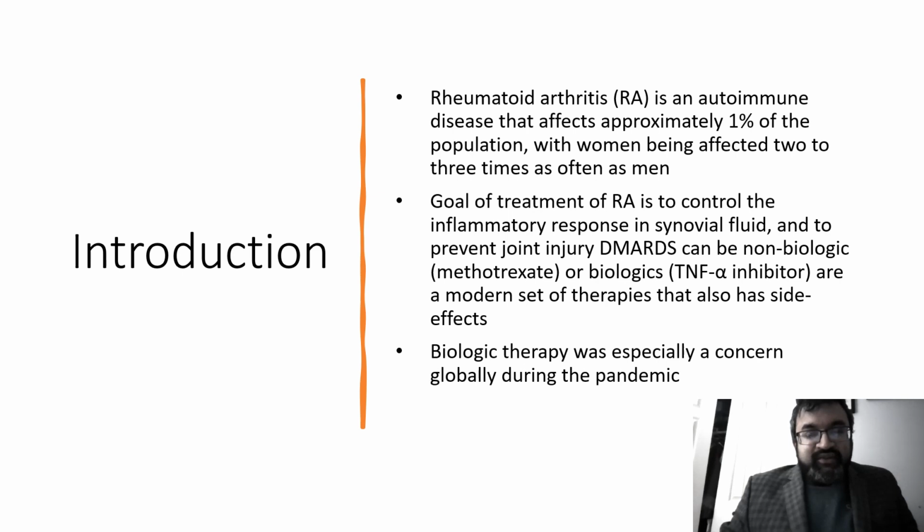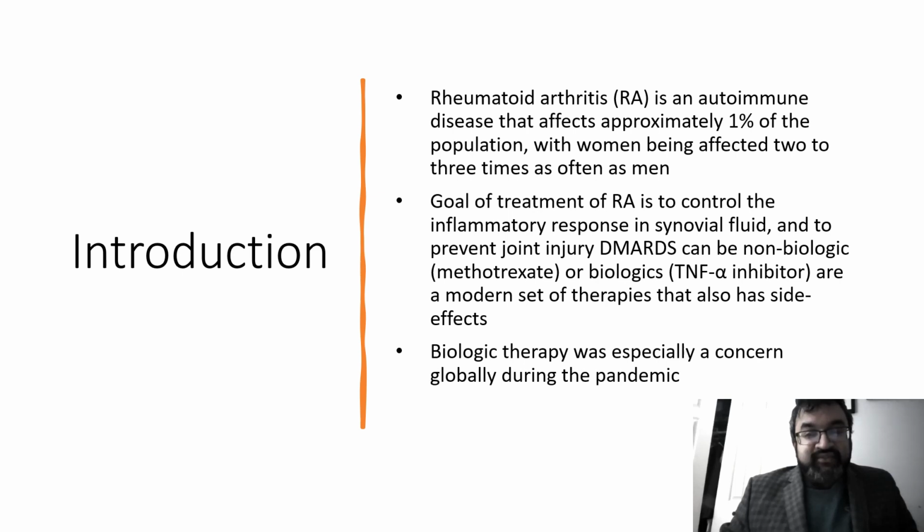So rheumatoid arthritis is an autoimmune disease that affects approximately 1% of the population, mostly affecting women 2 to 3 times as much as men. What are the goals of treatment? Well, DMARDs were the first line, and the whole idea is to use disease-modifying agents to be able to reverse this. So the first non-biologic for this treatment was methotrexate.